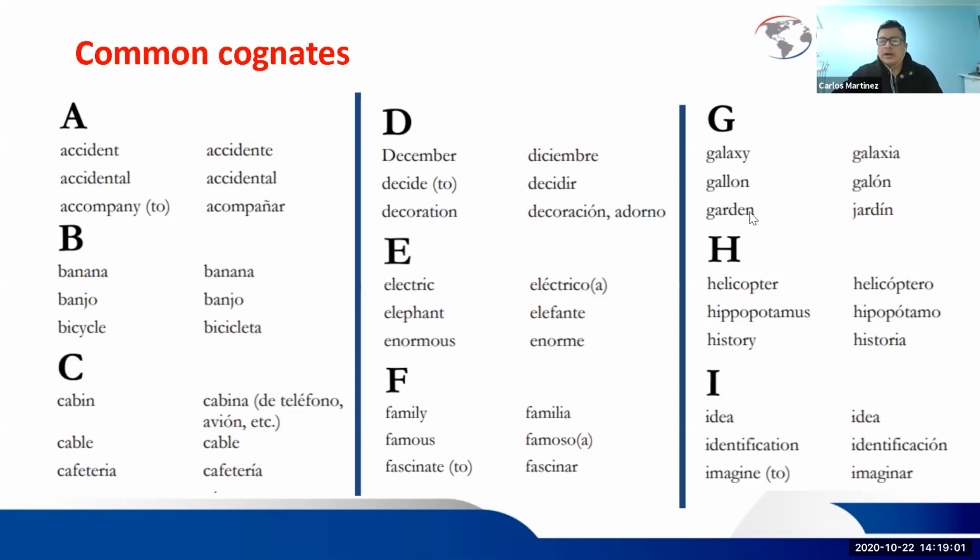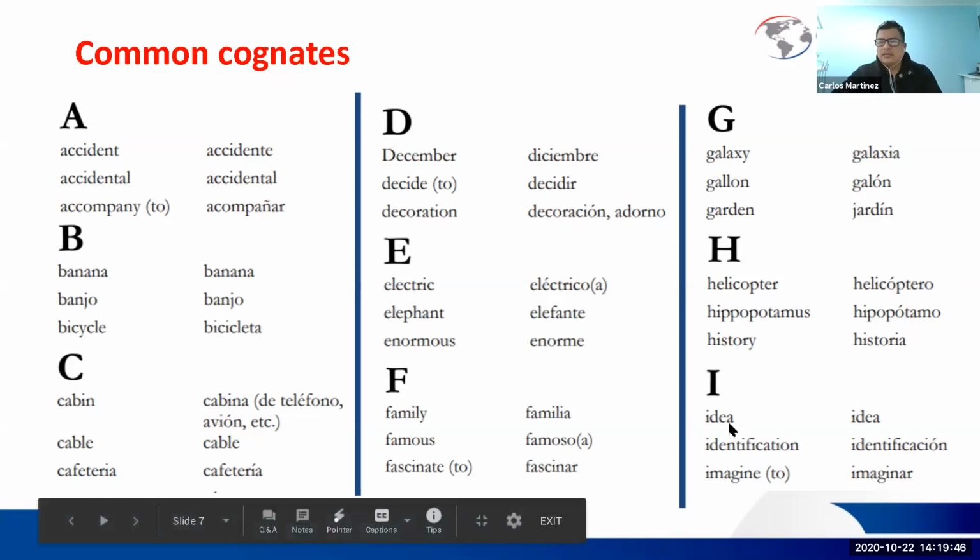Garden, jardín. Notice how even though they are a little bit different in the writing, the pronunciation is similar. Garden, jardín. Helicopter, helicóptero. Hippopotamus, hipopótamo. History, historia. Okay, notice the difference here. This is history, like Miguel Grau, Bolognesi. If you want to say historia like a story in a book, that will be story. But it's still similar.